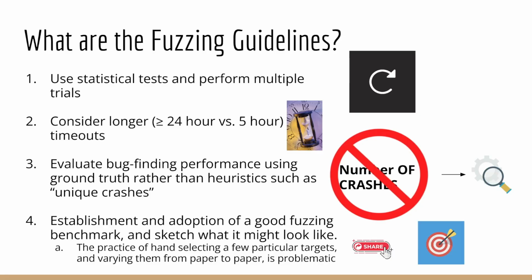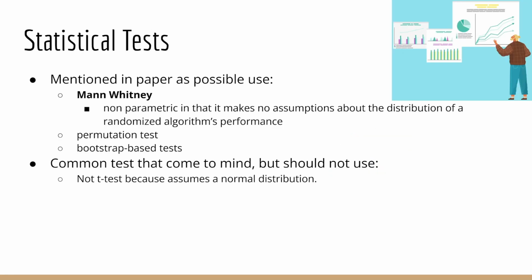So this paper describes a set of fuzzing guidelines for evaluating fuzzers. These are the four. We'll go through each of them one at a time. So the first one is using statistical tests and performing multiple trials. Regarding statistical tests, the main one the paper mentions is the Mann-Whitney U-test.